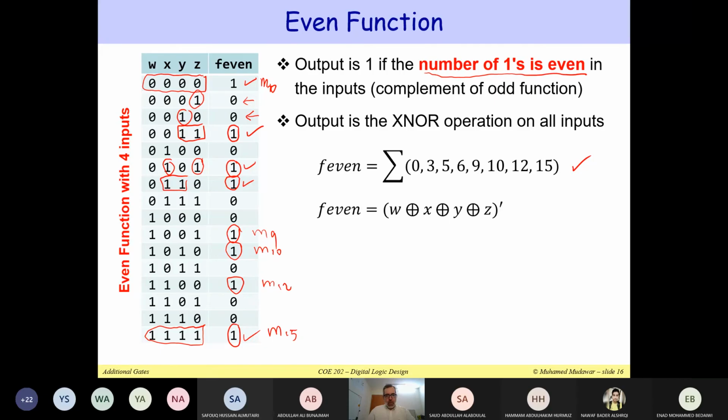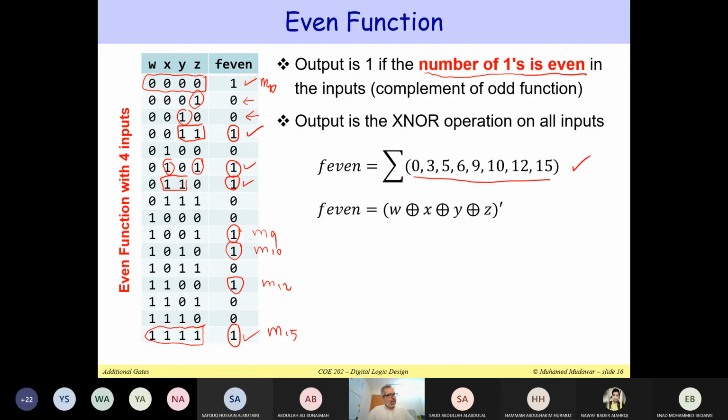So if you want to write it as a long expression, as a sum of products, well, we have here 8 minterms. If you count them, these are 8, and each minterm will have 4 literals. So 8 multiplied by 4 will give you 32 literals. It will be really a long expression.